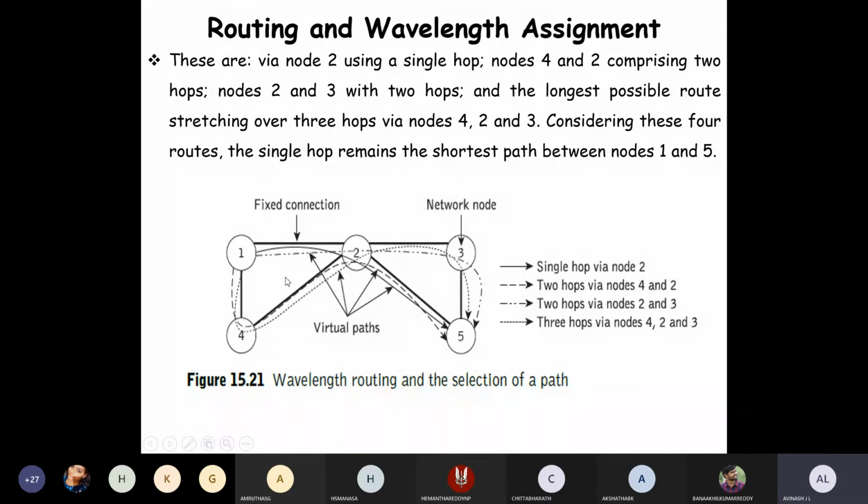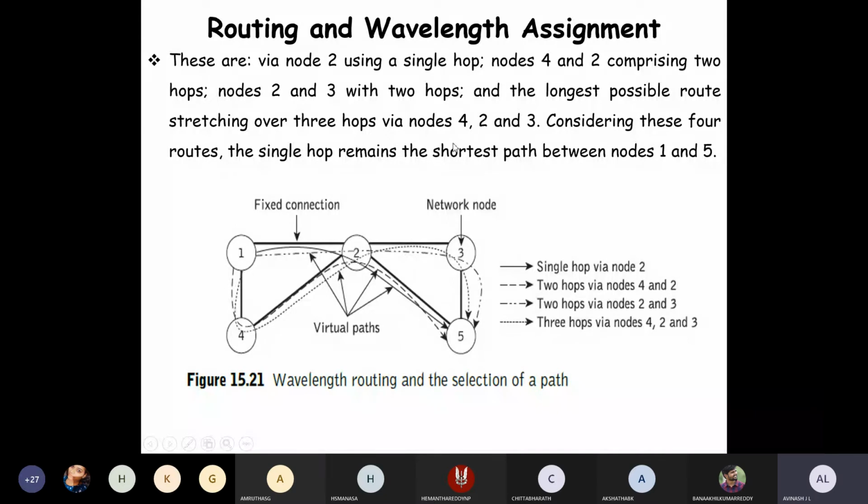Here fixed connections are there. The thick lines indicate a fixed connection. Apart from the fixed connection, if you want to route the data via virtual paths, there are 4 different virtual paths we have taken. What each of the 4 virtual paths defines is written on the right hand side. You can see that. Via node 2 using a single hop, you can route the data.